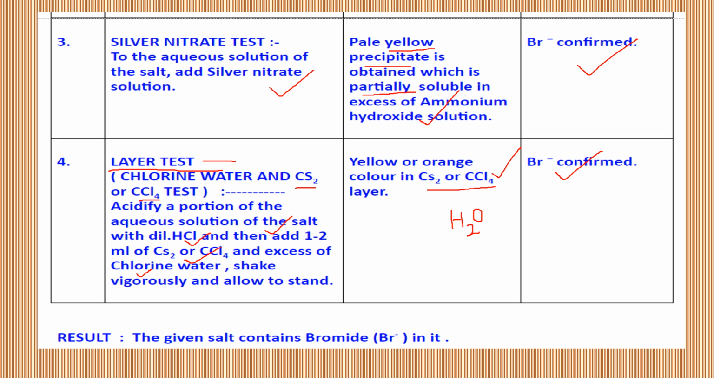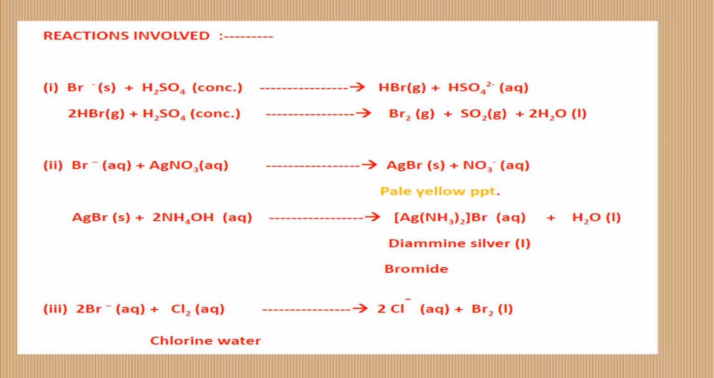The reason for this colored layer, and in case of iodide you will get a violet colored layer, will be very clear from the reactions which are coming up. The result: the given salt contains bromide ion in it. Now let us see the reactions involved in case of bromide ion.